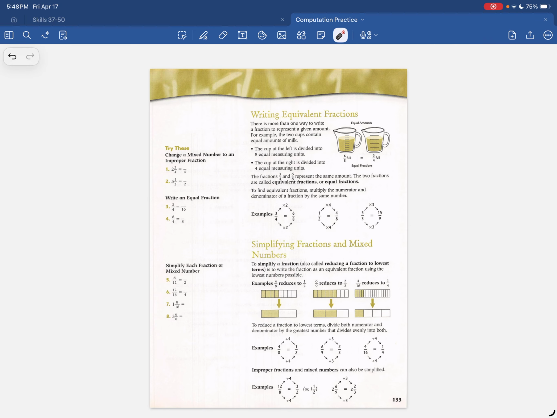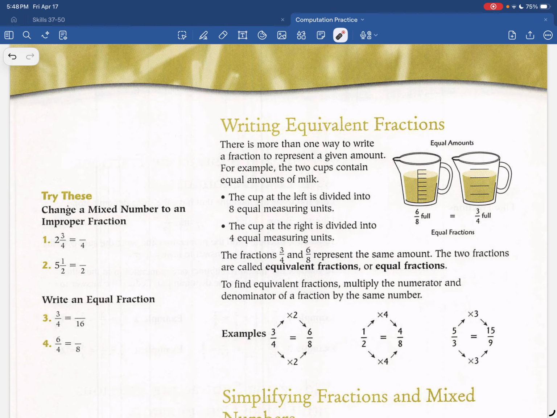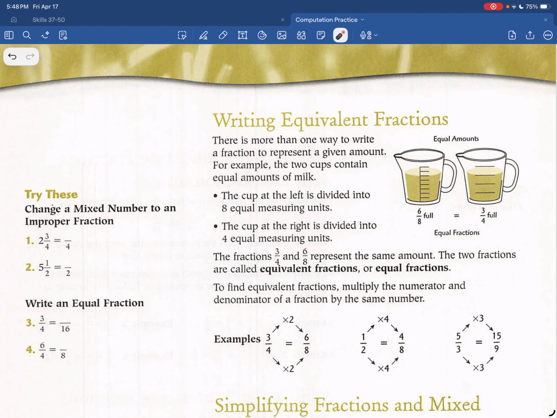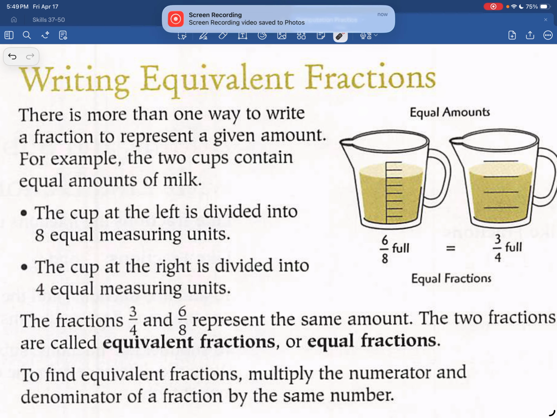On page 133, at the top, we are talking about equivalent fractions. So let's start by reading this little story. And before I even look at the story, my eye goes to those measuring cups because I'm a visual person. I need to see a diagram or a picture before I will fully understand something.